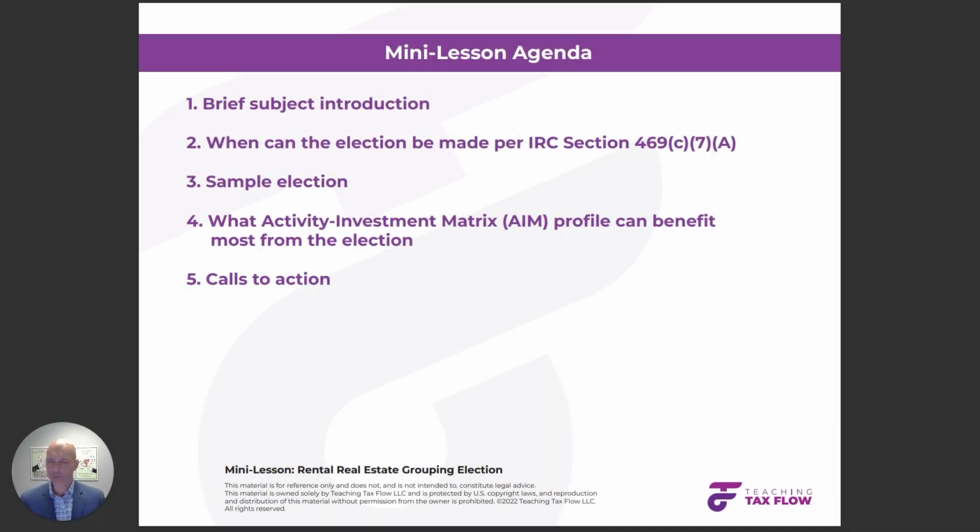We're going to talk first through some technical pieces. We're looking at IRC Section 469(c)(7)(A), and we're going to look at within the tax code why we're allowed to do this. I'll touch on that very briefly. Then even more importantly, in Teaching Tax Flow's opinion, we're going to show you a sample election. So if you fit into this criteria, we're going to show you what you should be reporting on your annual tax return, and then we're going to bring it into our Teaching Tax Flow AIM activity matrix profile and determine what real estate investors, what profile, would benefit the most from this rental grouping election. And then we'll have our call to action.